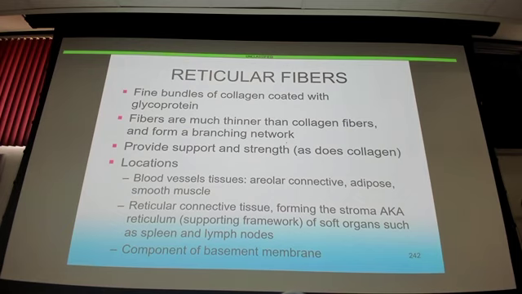Reticular fibers. Anytime you hear reticular fibers, I want you to think of the spleen or a lymph node. I'm going to give you others, areas we find these. Reticular fibers are very, very fine bundles of collagen. They are collagen, but they're very fine. They're not strong like true collagen fibers. And they branch. And so if you were to look at areas like blood vessels, areolar connective tissue, adipose, smooth muscle, you're going to see that they have some of these reticular fibers in them.